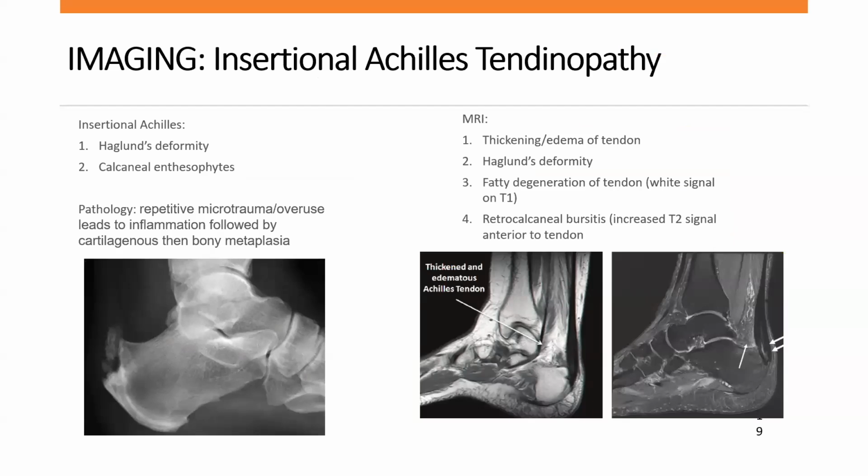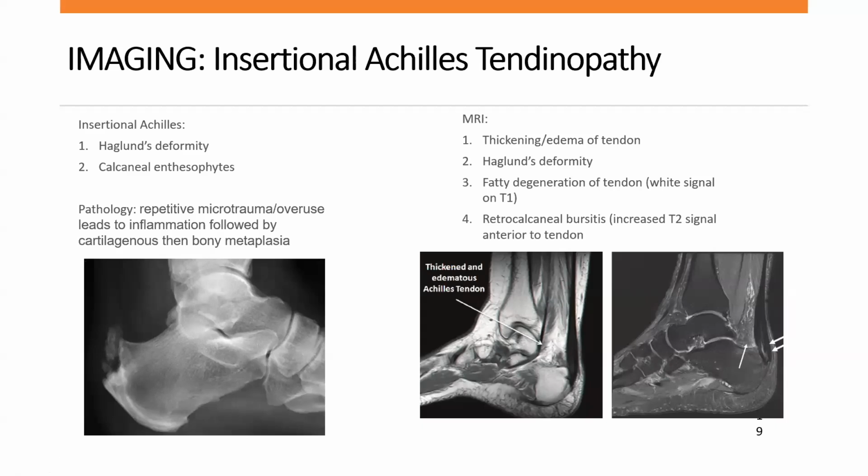On imaging, the insertional Achilles tendonitis presentation. On X-rays, you'll typically see something called a Haglund's deformity. If you look at my cursor over here, this area right here, which I'm circling, is called a Haglund's deformity. That is an excess of bone, or bony prominence, that forms at the top of the heel. And this is very classic for insertional Achilles tendonitis.